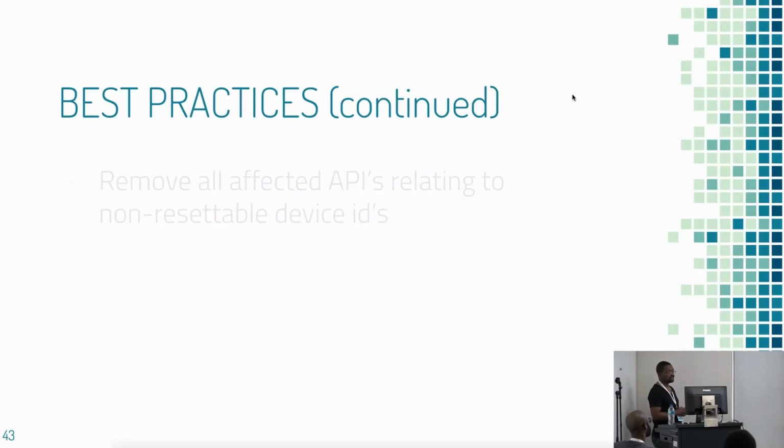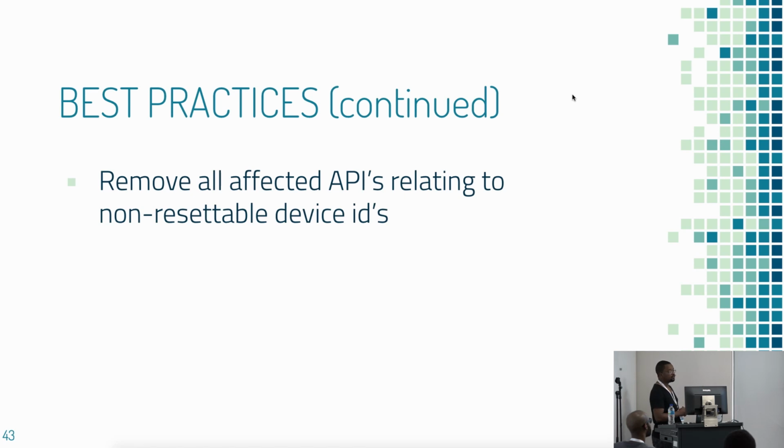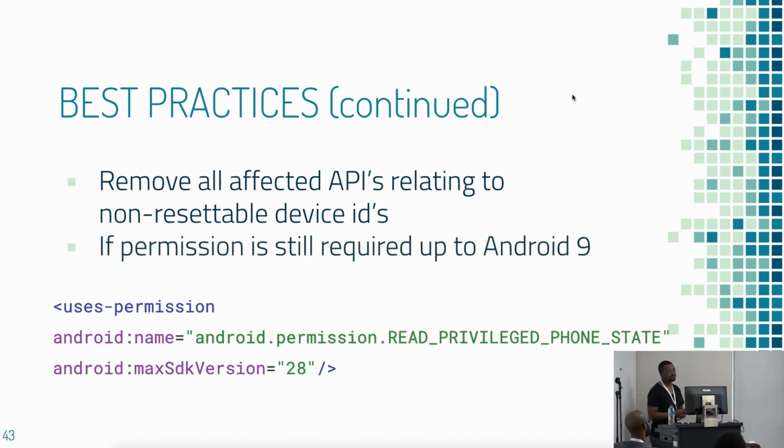Best practices continued. So you will need to remove all affected APIs relating to non-resettable device IDs. So that telephony one, the build methods, you will need to remove those for Android 10. If the permission is still required up until Android 9, you can, however, add this in. So read privileged phone state, but you will need to add max SDK version 28, because after that, you will then start getting errors. So it will work up until 28.